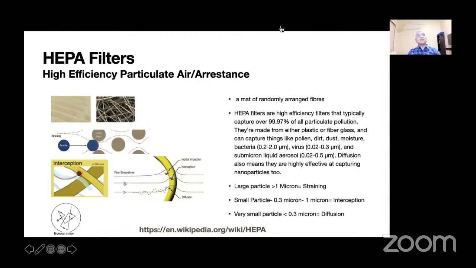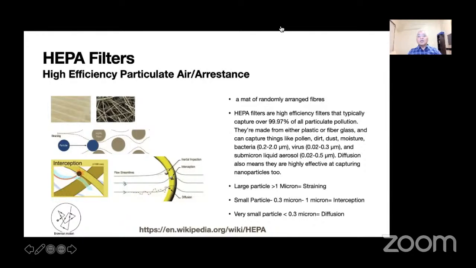Now, what is a HEPA filter? HEPA means high efficiency particulate air or arrestants. They are basically a mat of randomly arranged fibers made up of plastic or fiberglass. They are high efficiency. They capture all particles like pollen, dirt, dust, moisture, bacteria, viruses of small size, and submicron liquid aerosol also.